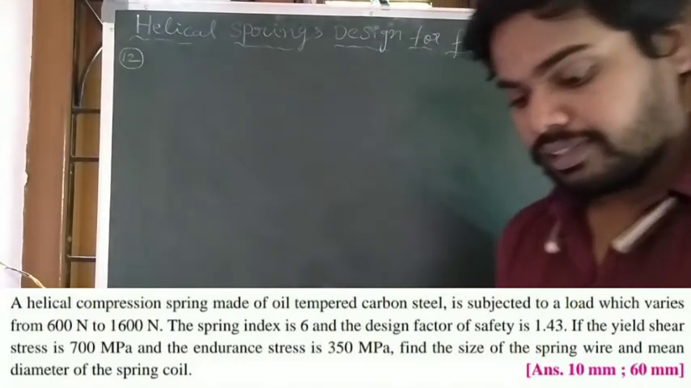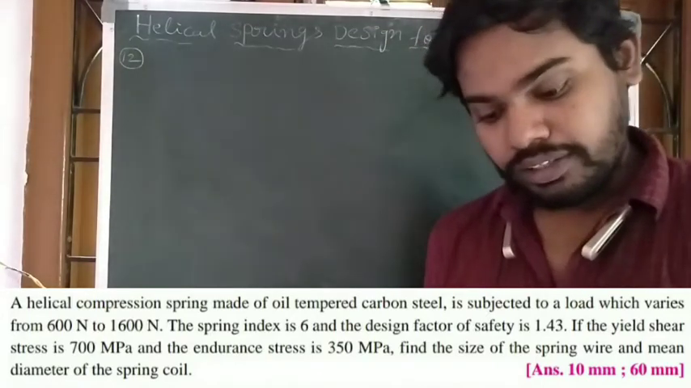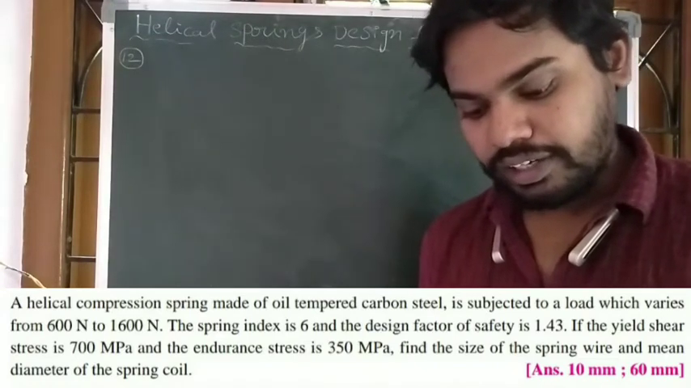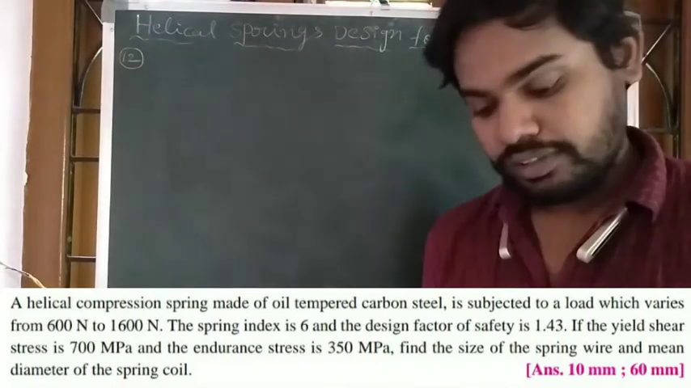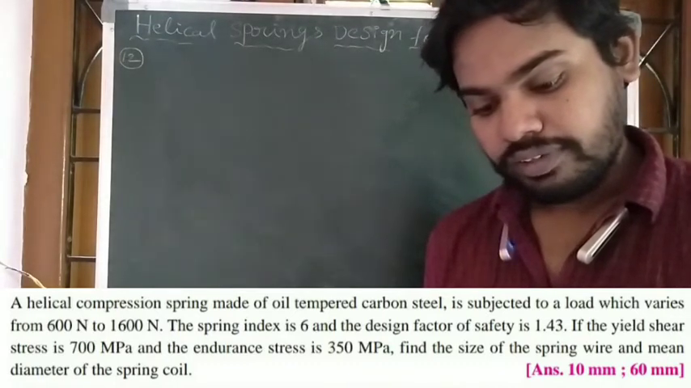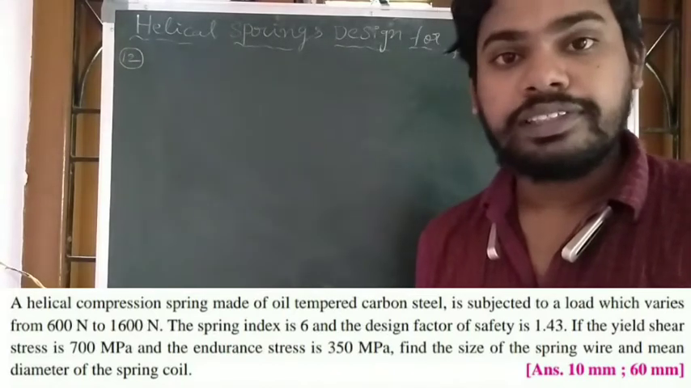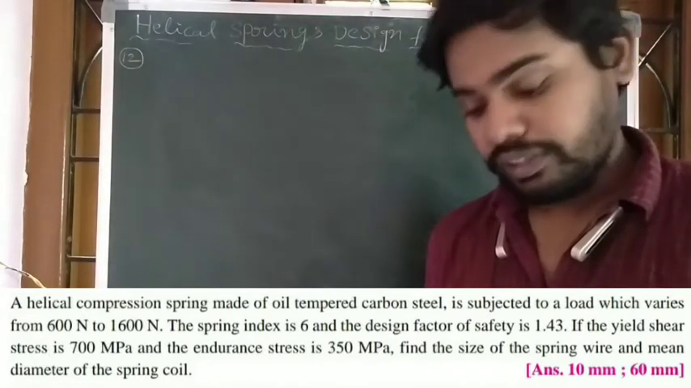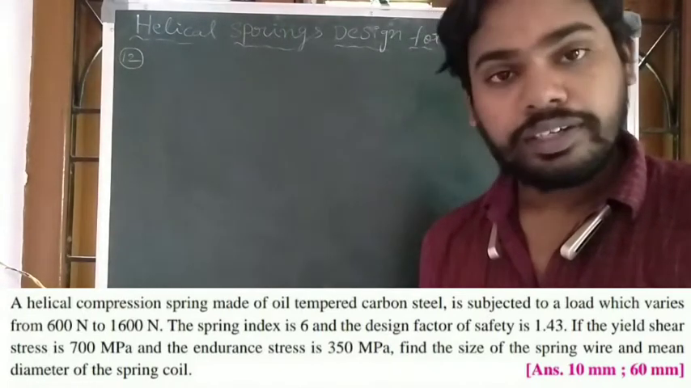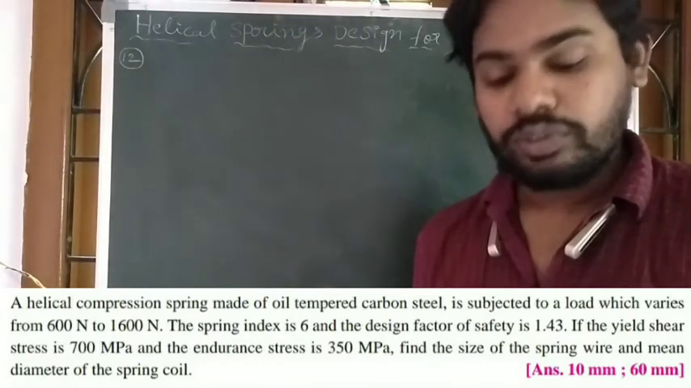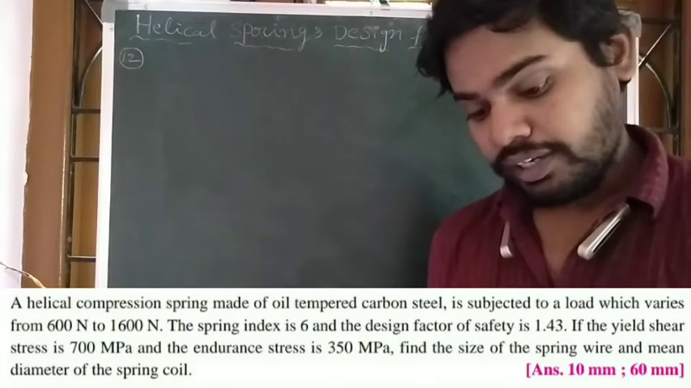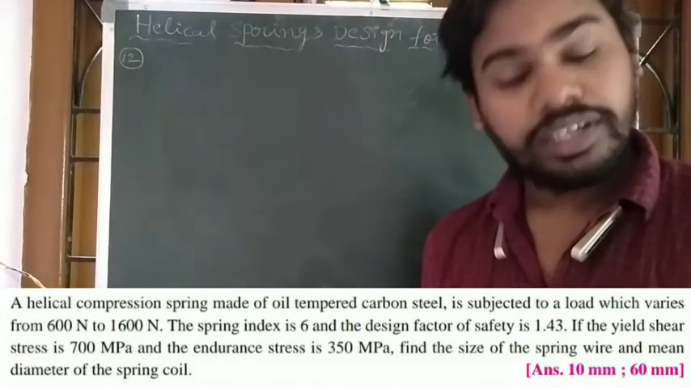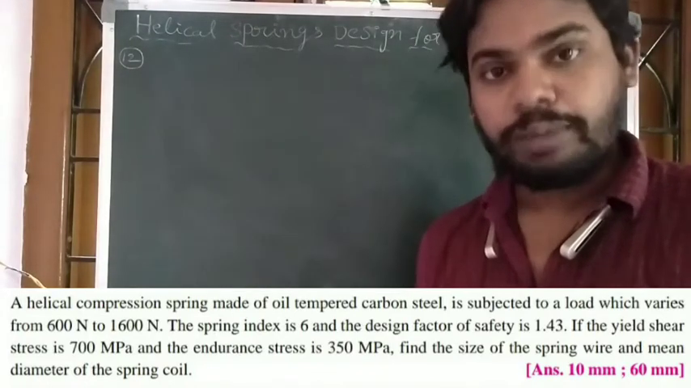If the yield shear stress is 700 MPa and the endurance stress is 350 MPa, find the size of the spring wire and the mean diameter of the spring coil. Here the spring index is also given: capital C is equal to 6, and the factor of safety is equal to 1.43. The yield shear stress means tau y, so tau y is equal to 700 MPa. The endurance shear strength means tau e, so tau e is equal to 350 MPa.